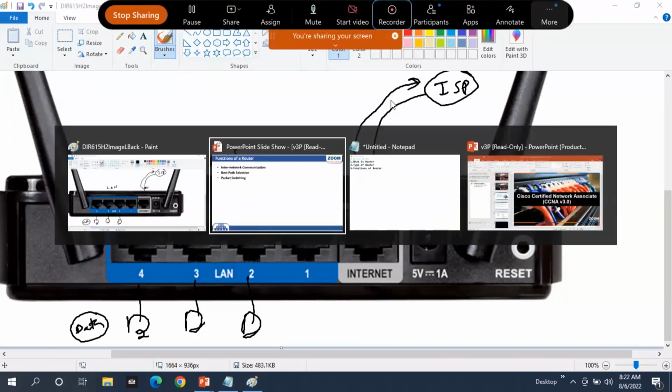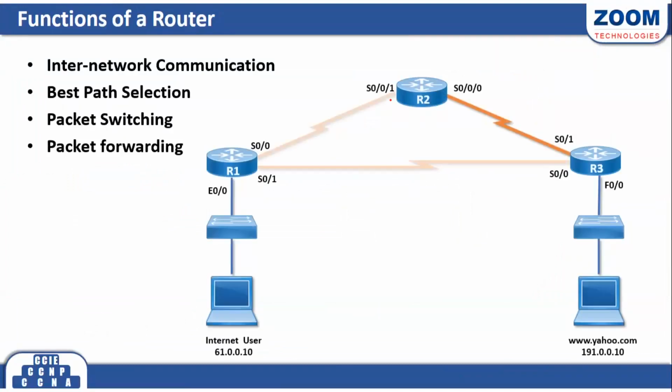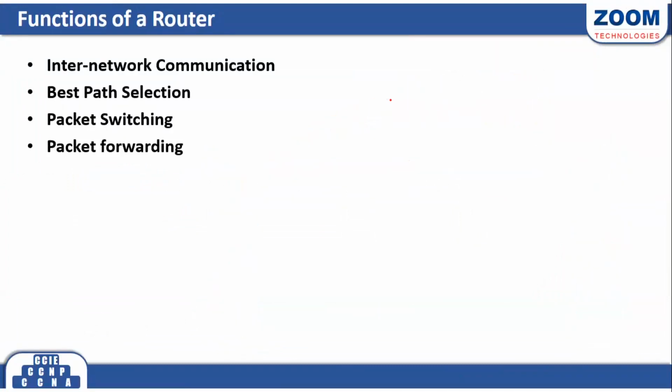This is the router function actually. Packet switching and packet forwarding. Best path selection, inter-network communication. These four important points. Clear?